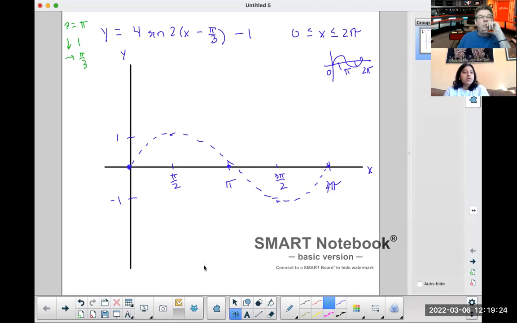And then 4 is the amplitude. So the maximum value is 4 and the minimum is -4. Nope, because you just told me we're moving down one. Oh, so if you move down, you'll be at -1. -1 plus 4, I mean, yeah. So the maximum is 3. And then the minimum is -5. Look at you.